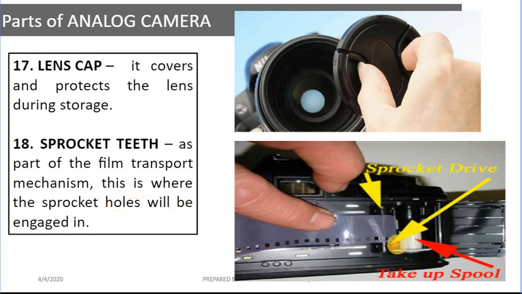Parang ito na yung pinaka-sprocket ng bike. Tapos ito yung kadena mo, yung mga perforations or film holes.